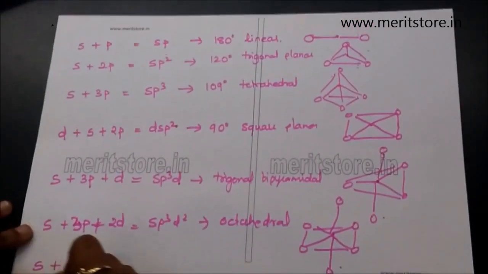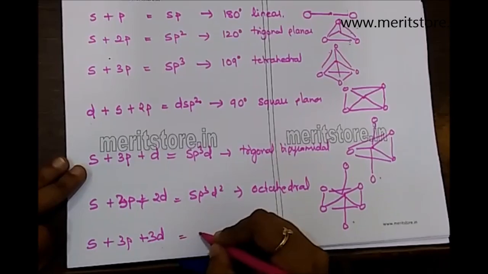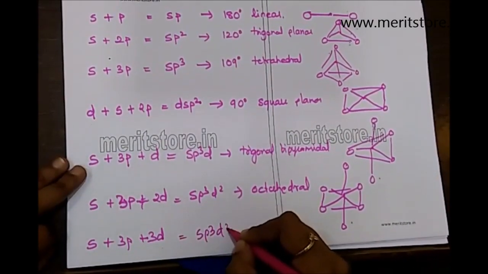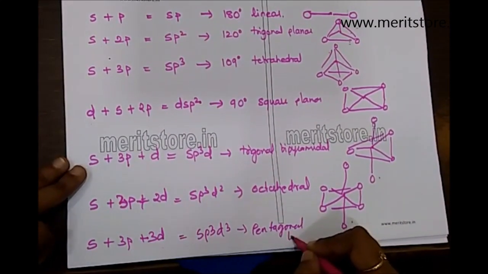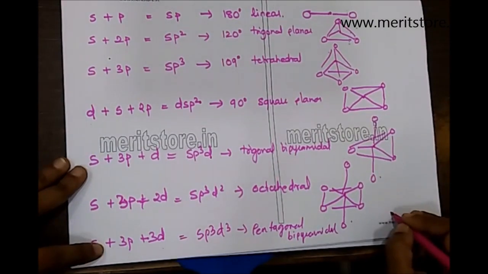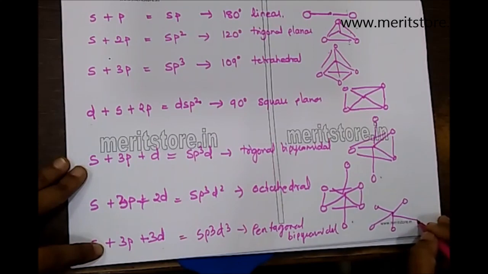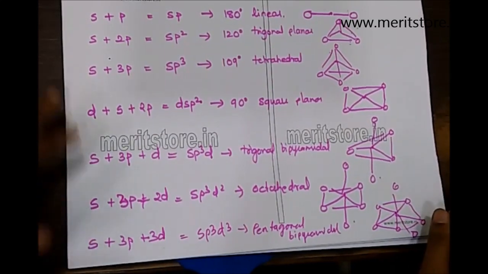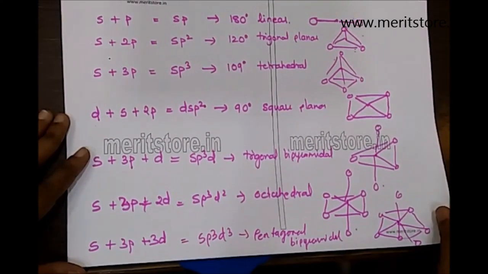And finally, if 1s, 3p and 3d orbitals are mixed together, giving the hybridization of sp3d3, it will have a pentagonal bipyramidal structure. In the pentagonal bipyramidal structure, the central atom will be surrounded by 5 different atoms in the pentagon in one plane. One atom will be above the plane and one atom will be below the plane. So these are the different hybridizations possible with the mixing and recasting of the orbitals.